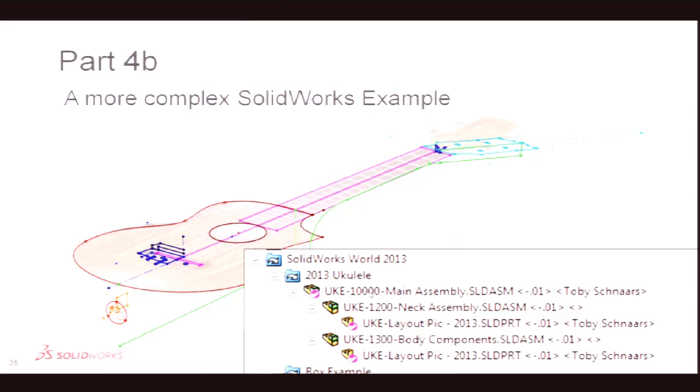You know it. And so what's going to happen here is I'm going to take the layout pick, put it into a subassembly called body components, and I'm going to ask Dan to work on it. I'm going to take the layout pick, put it into a subassembly called neck assembly, and I'm going to ask Justin to work on that one. And I'm going to take both of those subassemblies and put them together into this top-level assembly.